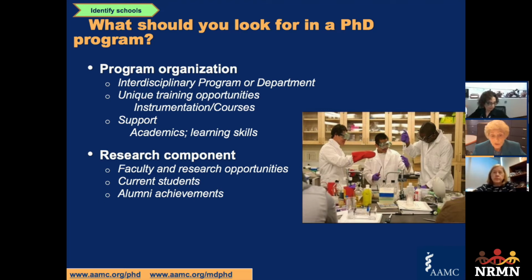You also look for any kind of unique training opportunities, specific instrumentation, things like that, support mechanisms, both academically and for other skills. Very important, because you're going to be spending the majority of your time doing a research project, you'll be looking for faculty and what they do. Be looking for a nice environment to be in, so you would be looking for a group of happy graduate students in the program you hope to join, and you should check out what the graduates do.